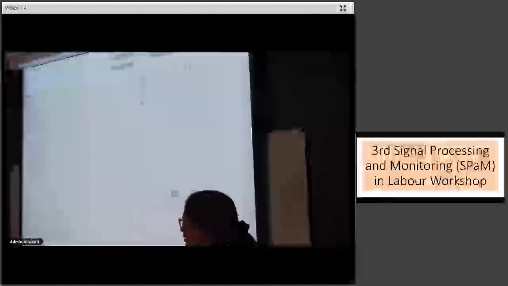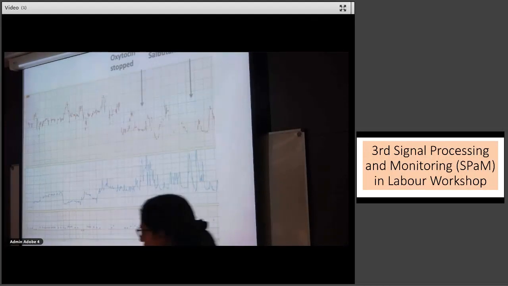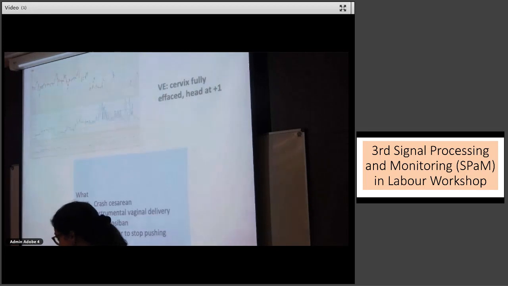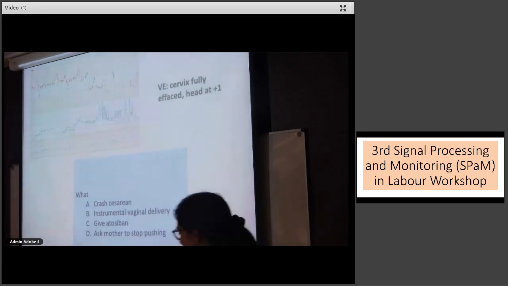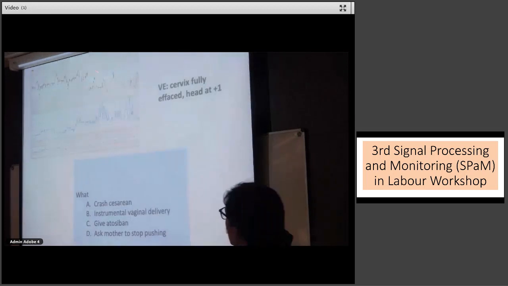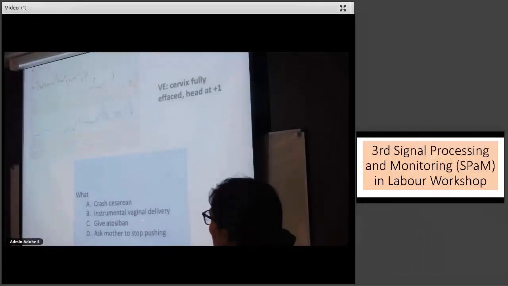Thank you, Barry. So oxytocin was stopped, though not before. Salbutamol was put in, and she kept pushing. And she kept pushing, so the baby didn't recover. So what to do? Crash cesarean, instrumental vaginal delivery, give atosiban, ask the mother to stop pushing.